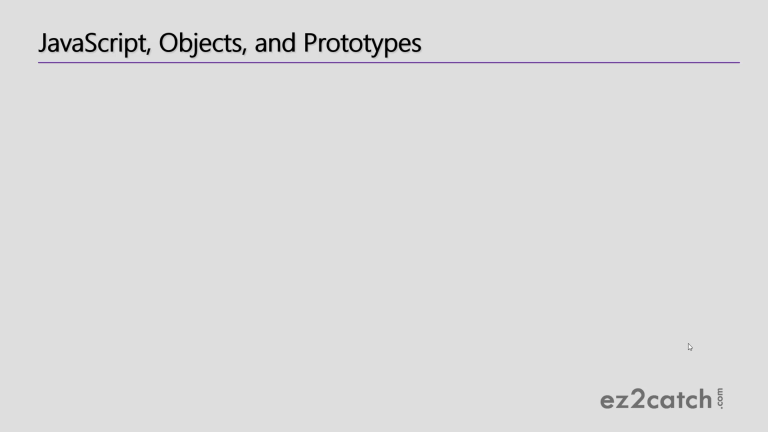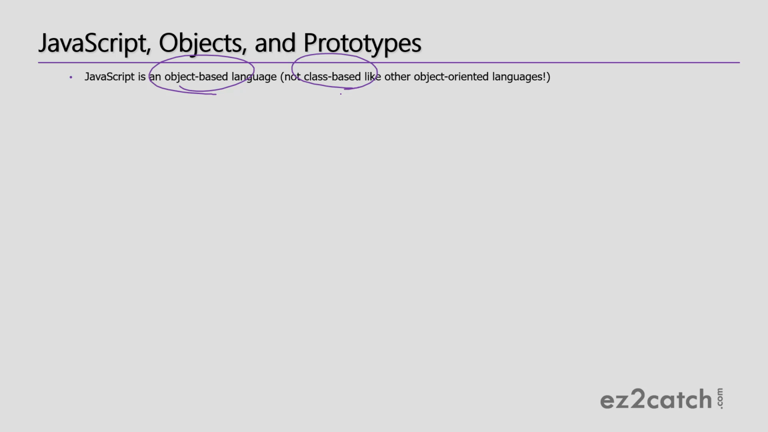Now, in this short video, we try to understand at least the basics of objects and prototypes, and we continue with the next videos. The first thing is that JavaScript is an object-based language, which is much different from the other object-oriented languages, let's say like Java or C# or even C++, which are class-based. So you don't have any concept like a class, out of which you could instantiate objects.